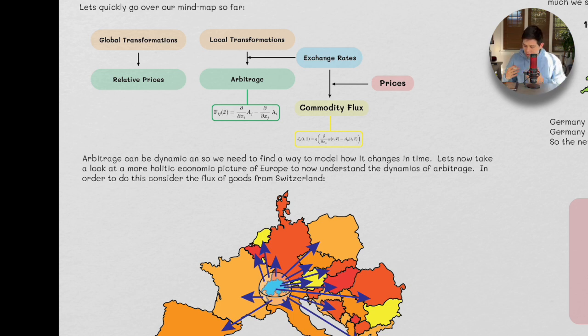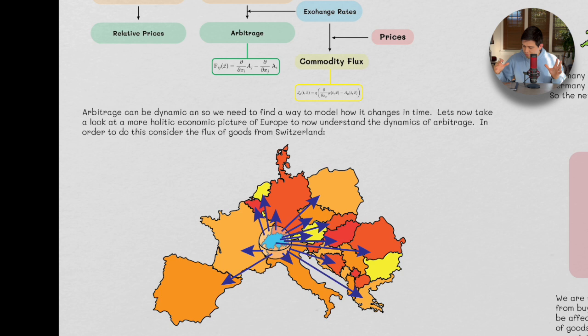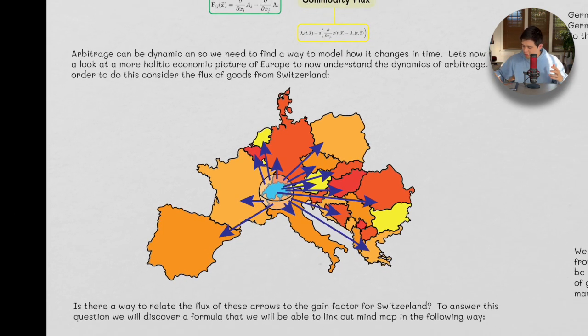Let's now take a look at a more holistic picture, perhaps modeling Europe, and we'll keep focusing on Europe. We could do this with the whole world, or with different neighboring countries, and so forth. But I'm sticking with Europe partly because it's easy to make an image of Europe.